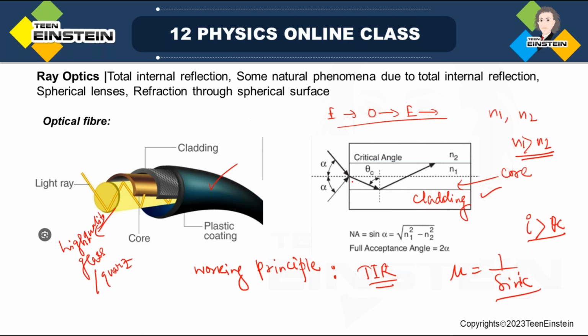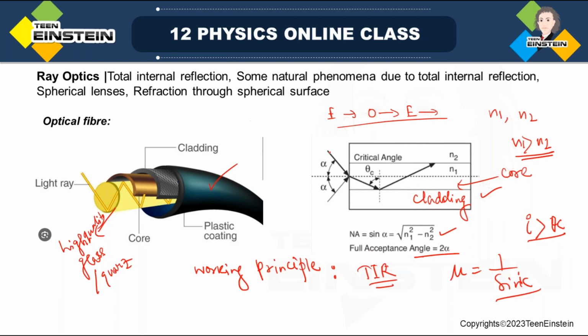Okay, so this angle alpha is the maximum angle with the axis of this optical fiber. Sine of this angle alpha is called numerical aperture. Sometimes numerical aperture will be asked to find out, so you have to find out sine alpha. Sine alpha means square root of n1 square minus n2 square. This is called numerical aperture, and twice of this alpha is called angle of acceptance.